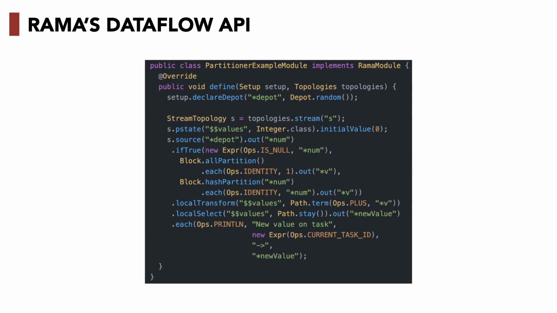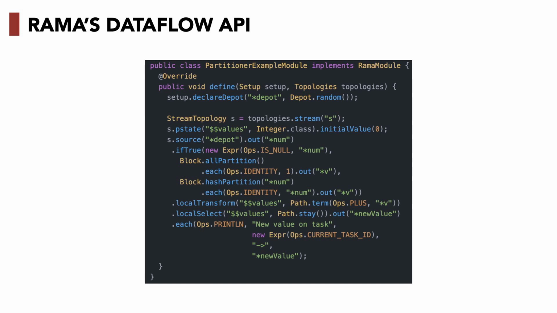This module is contrived, but it demonstrates a few things about partitioners. This module has one PState that stores a single integer per partition. It consumes a depot that receives either numbers or null. If it receives null, it uses allPartition to run the subsequent computation on every task, incrementing the number on each PState partition by 1.